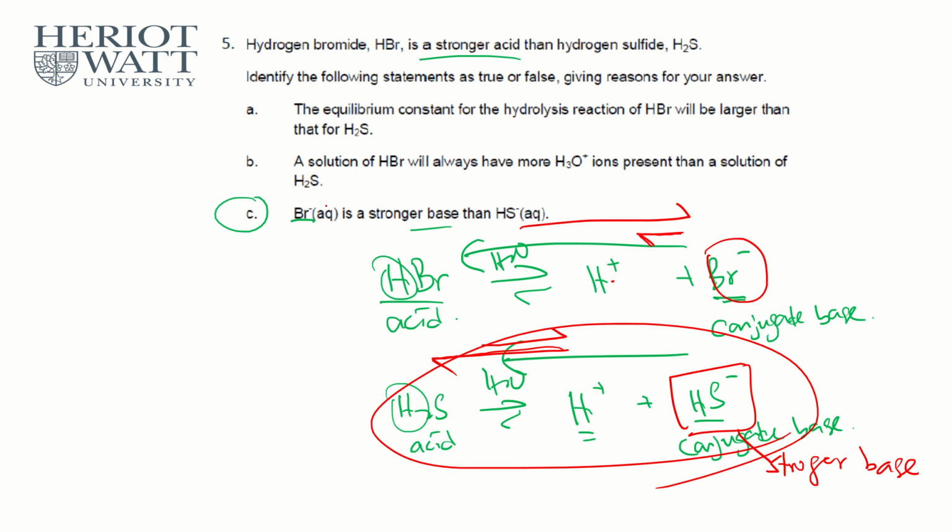So therefore here they say Br minus is a stronger base, so this statement is false. And why? Because H2S is a weak acid, hence for its conjugate base to go backward is easier. Okay, I repeat, H2S is a weak acid, hence for its conjugate base HS minus to go backward, or to act as a base, is better, is easier. Alright, so yeah, that's for C. Moving on to the next questions.